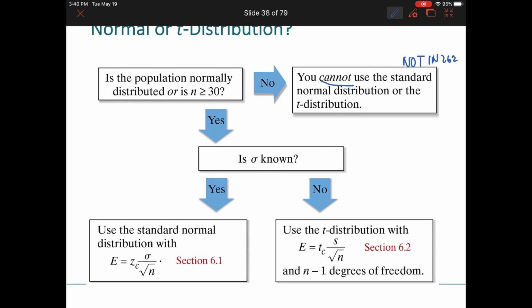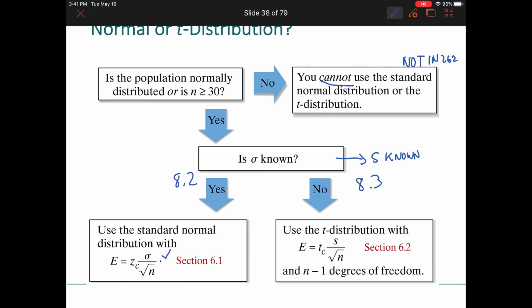And if it is neither one, you just shut it down. This is not in this class, except perhaps on web work, maybe briefly on the homework. So then the big question is, is sigma known? And if it is, you're in 8.2, and that's the z distribution that we're more familiar with, and so the margin of error is z sigma over square root of n.